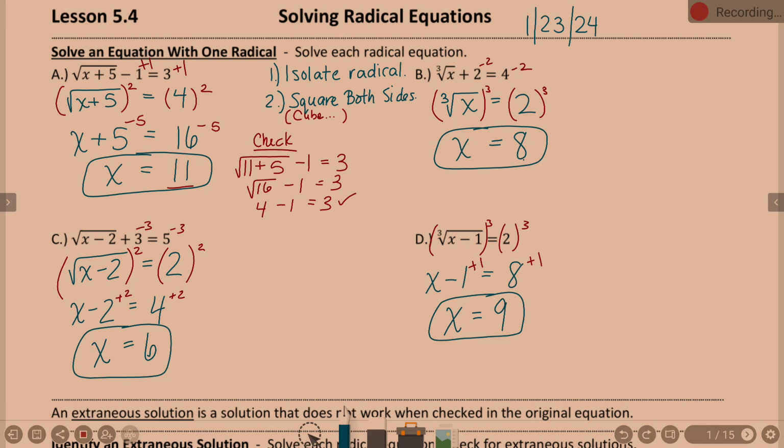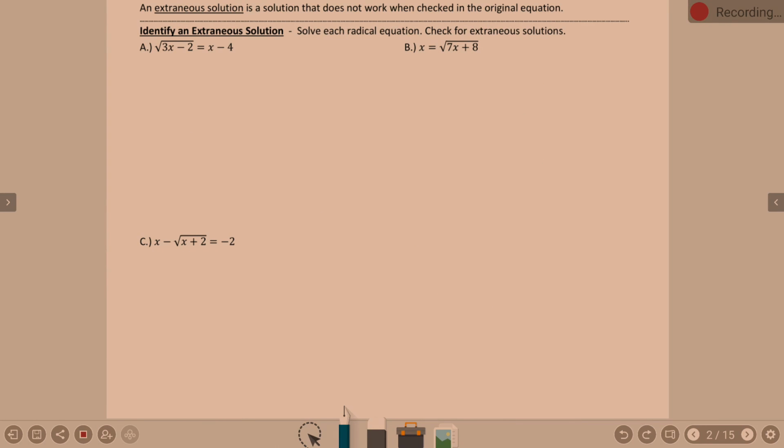As we move into the next section, notice what it says there in the middle of the page. It talks about something called an extraneous solution. This is why I introduced the idea of checking already, because an extraneous solution is a solution that does not work when checked in the original equation. Because we are squaring both sides, or cubing both sides, we are possibly creating extra answers that might not work.